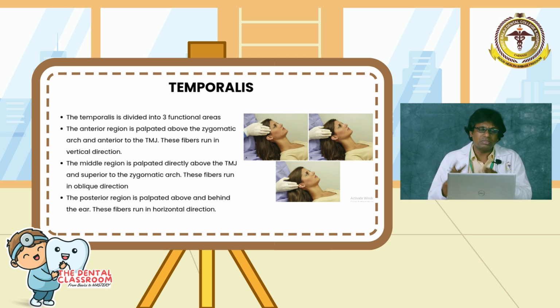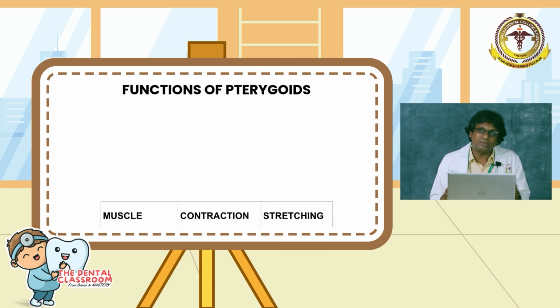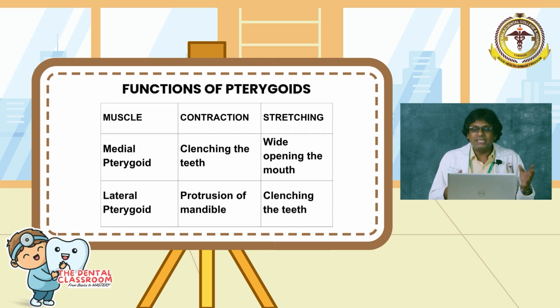Now that we have seen the masseter and the temporalis, we are going to see the most important muscles. Both the medial and the lateral pterygoids are combined together. They are called the pterygoids. Clinically it is very difficult to palpate these muscles.